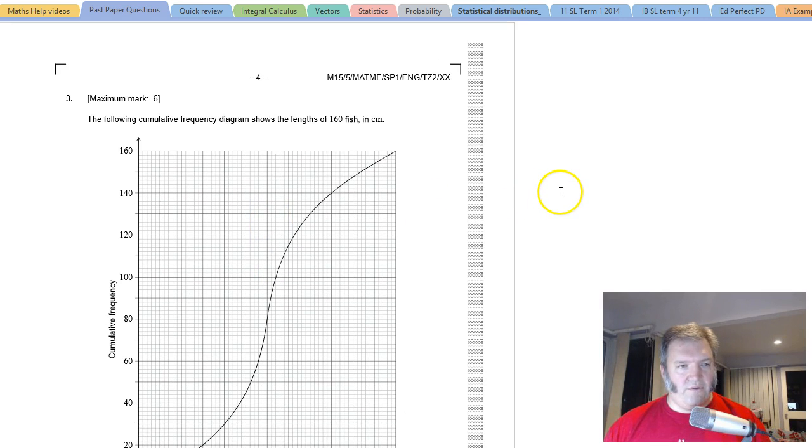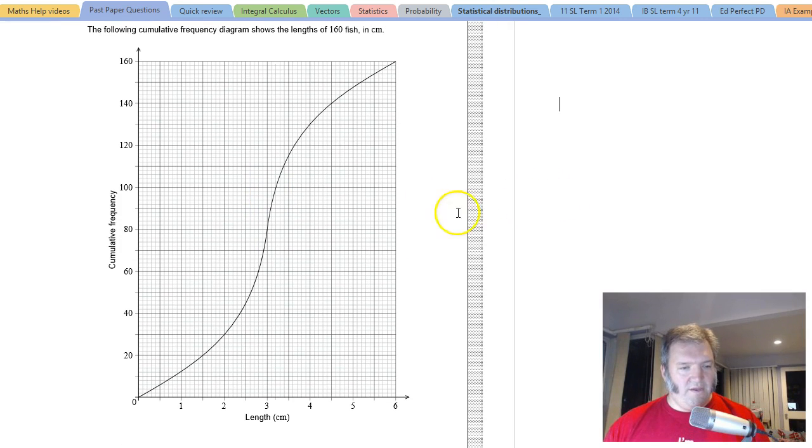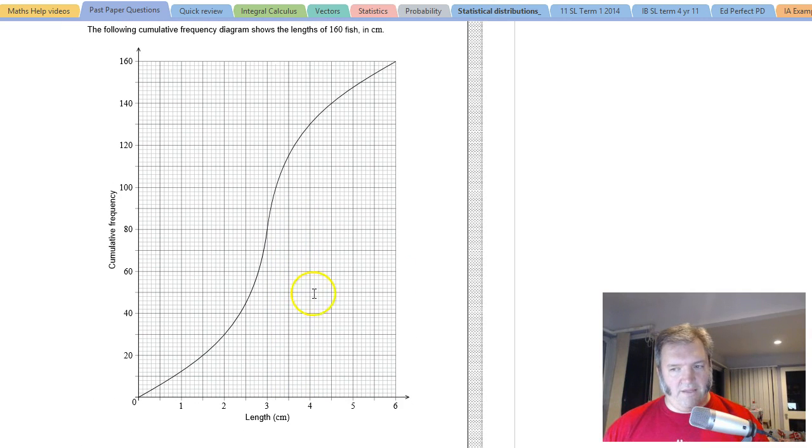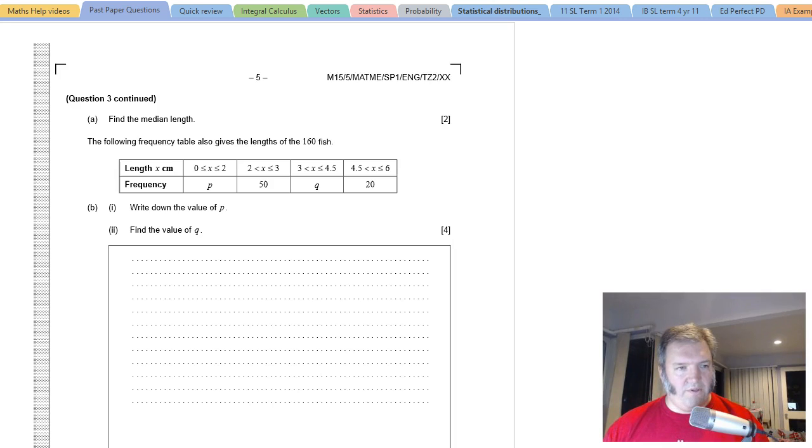Let's see if we can scroll up there. Yep, you can see it's question 3. This question continues on the following page, so we've got to keep that there and then we'll keep going and we'll flick back between the two.